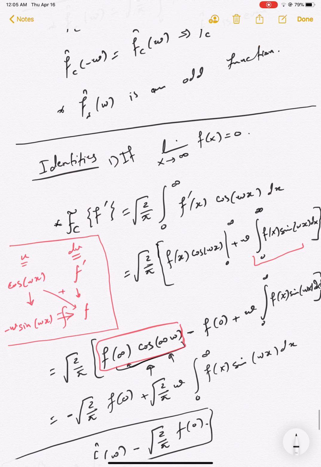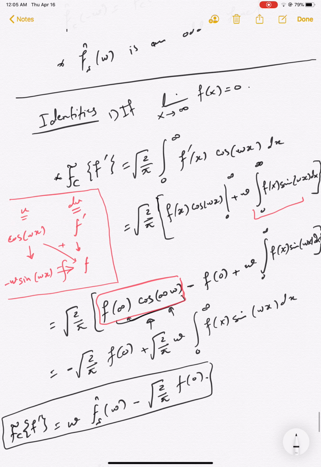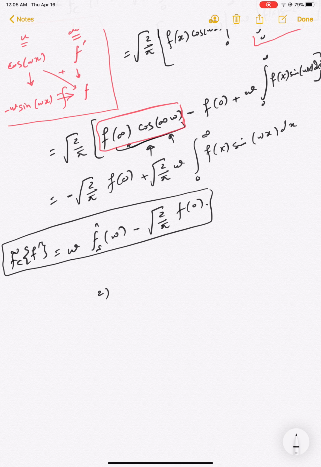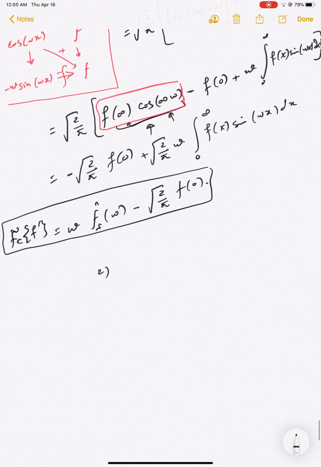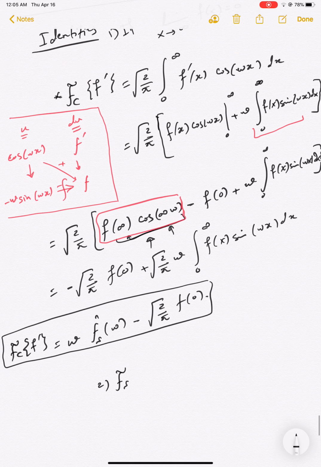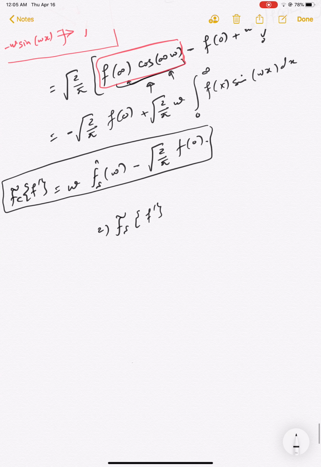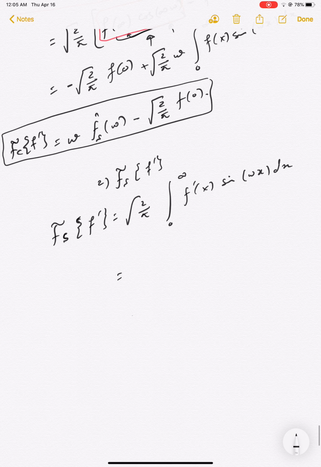So this is what happens when you find the Fourier cosine of the derivative. And again, we will see after the second identity how we apply this. Let's find the Fourier sine of the derivative. So what is the Fourier sine of the derivative? It's root 2 over pi integral of the derivative times the sine. Now, how do you do this integral?